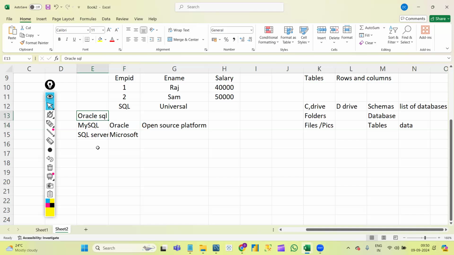Previously, we had Oracle SQL and SQL Server. To maintain Oracle SQL, your business people, any organizations, need to pay an amount to the Oracle company. If they wanted to maintain SQL Server, they need to pay an amount to the Microsoft company.